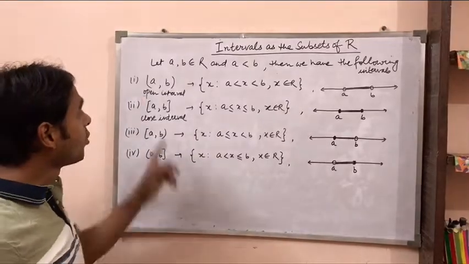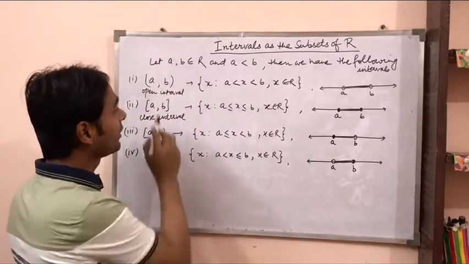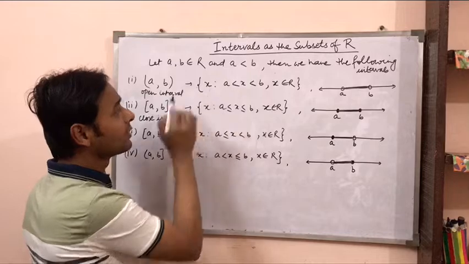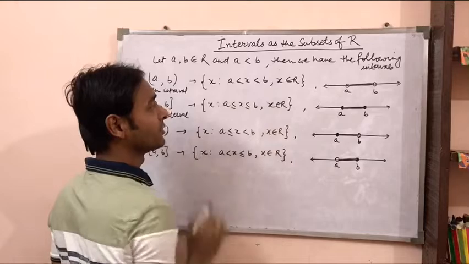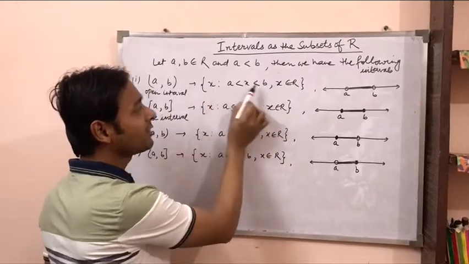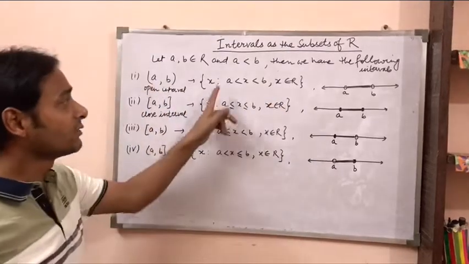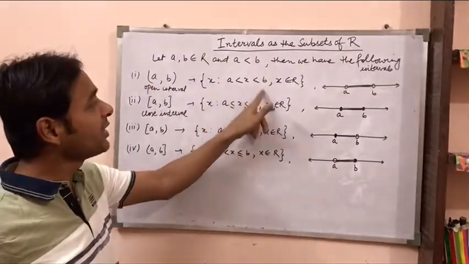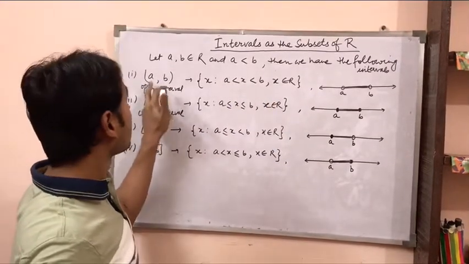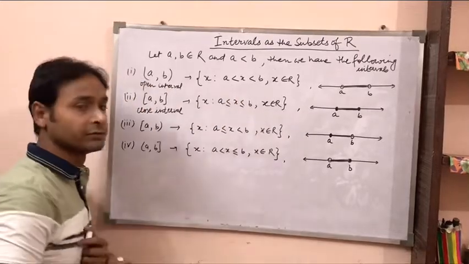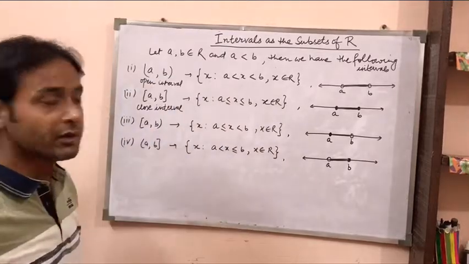The first interval is the open interval. Open interval A to B. What does this mean? This is the set of those points which are lying between A and B, and those points are real numbers. The set of points X such that X is lying between A and B and X is a real number. This is the open interval. The corner points A and B will not be included in the open interval.